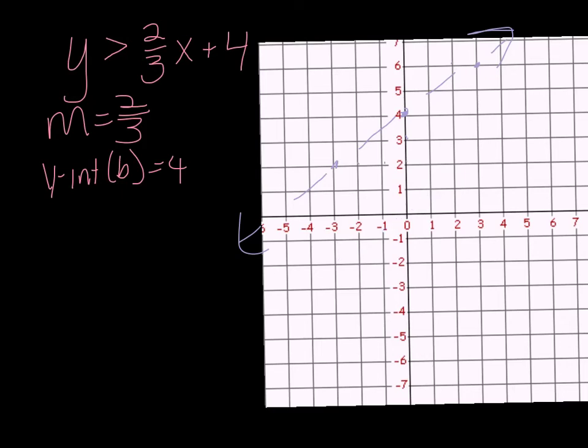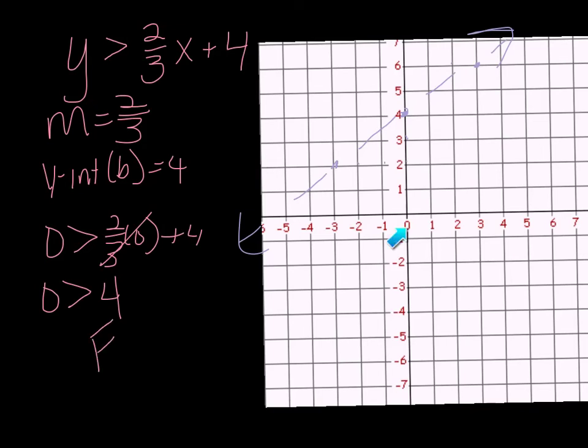All right, let's go ahead and plug in 0. So is 0 greater than 2/3 times 0 plus 4? That goes away, and I end up with 0 is greater than 4. True or false? That's false. Okay, so this is false, so do not shade this side. I'm going to shade the other side. And there's your answer.